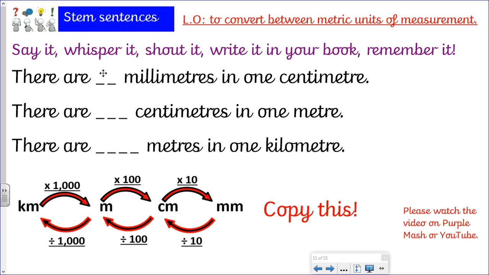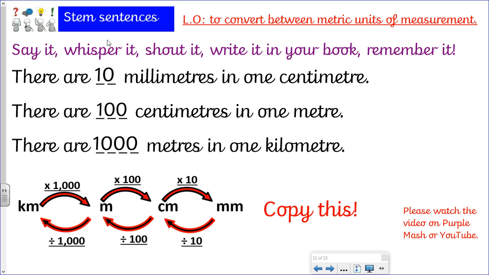So there's a lot here. There's more than one thing for our length. So there are 10 millimeters in 1 centimeter. That's those little marks on your ruler that we've spoken about. There are, we've just done this, 100 centimeters in a meter. And there are 1,000 meters in a kilometer. Okay, so there's quite a lot to go with here.